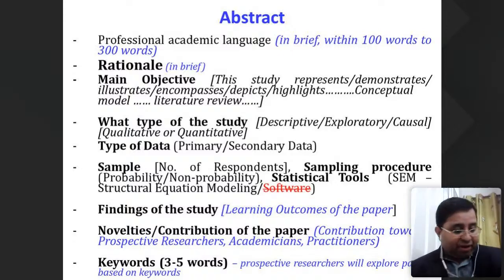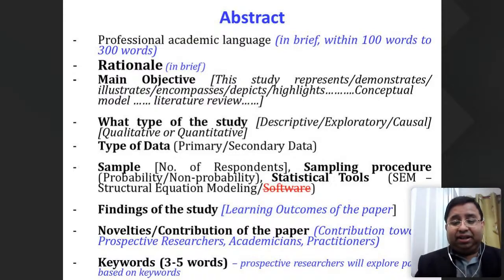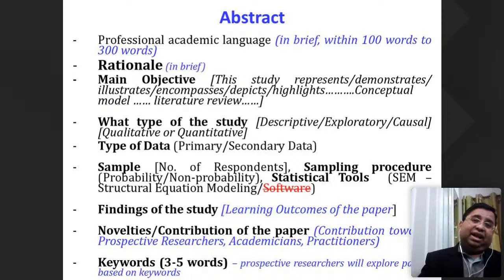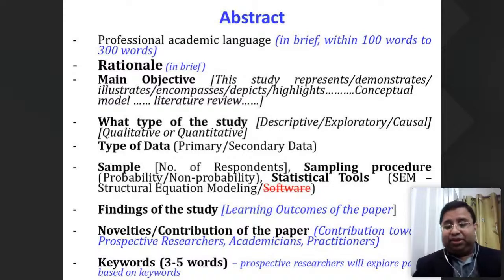You have to mention type of data, whether you are applying primary data or secondary data. You remember, primary data means survey, secondary data means your existing papers if you use. And then sample size, number of respondents. I suggest, if the number of respondents is more than 300, then you can write it down here. If the number of respondents is only 50 or 60, 70, no need to write down the number of respondents.